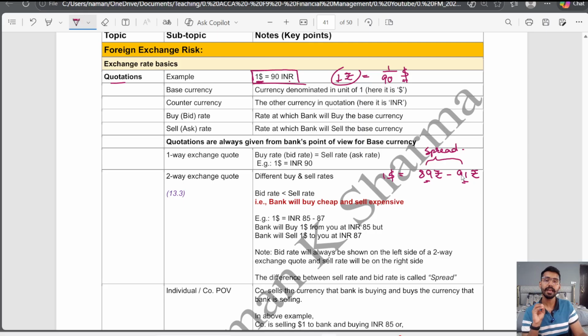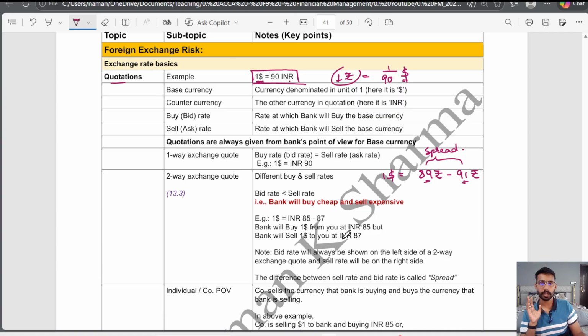I'll give you an example. Let's say you are an exporter from India. You are selling goods to foreign customers. You are receiving $1,000. Now, using the method that I have said, what is the base currency? Dollar is the base currency.